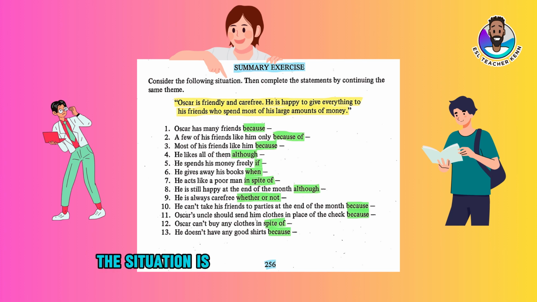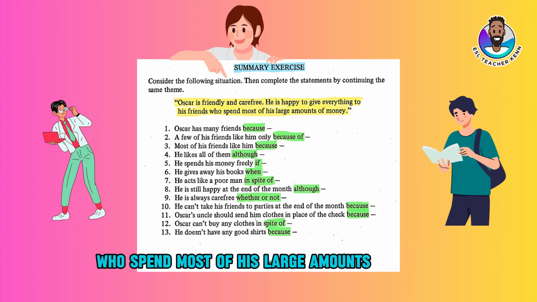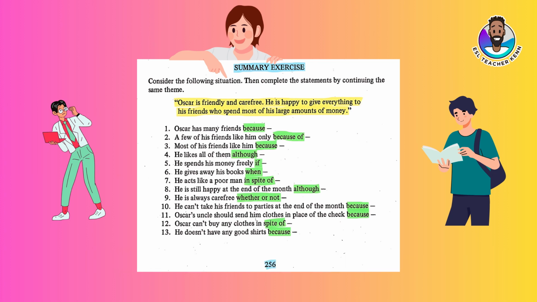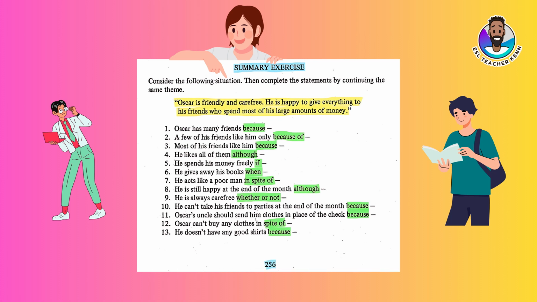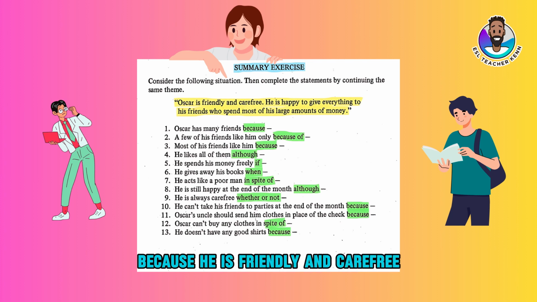The situation is Oscar is friendly and carefree. He is happy to give everything to his friends who spend most of his large amounts of money. So, Oscar has many friends because... I'll say, Oscar has many friends because he is friendly and carefree.